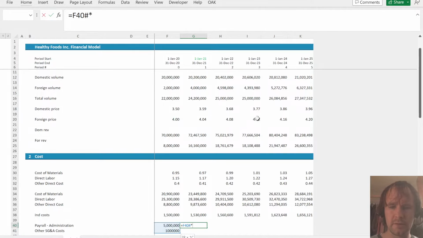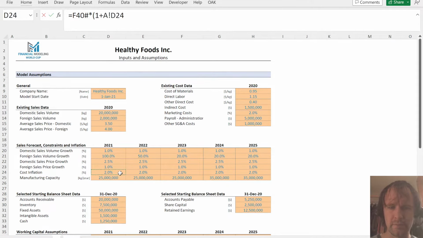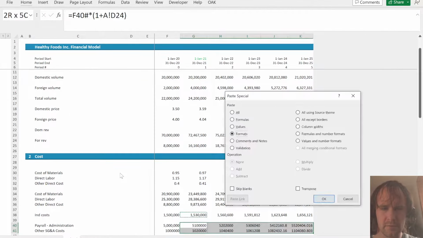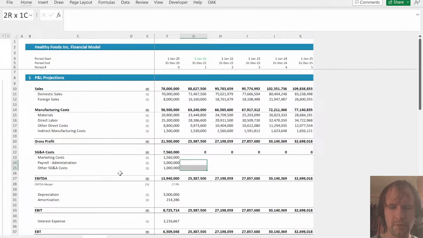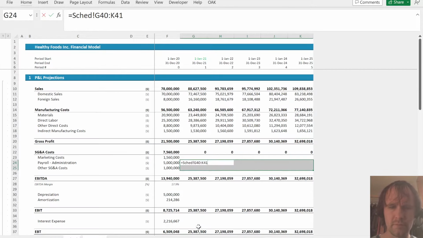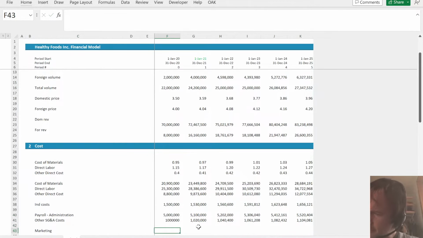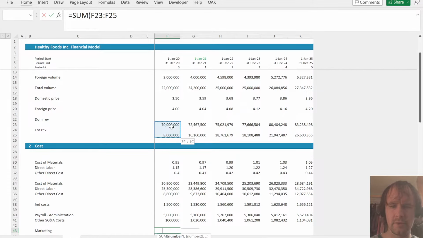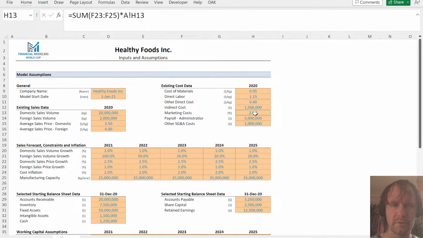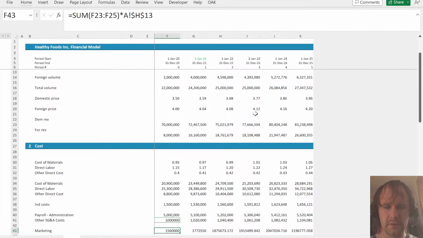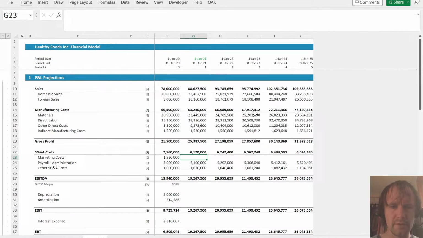This times 1 plus this. Okay, payroll and other SG&A. Okay, then marketing costs. I think it's just a fixed percent of sales revenues. Okay, so it's revenues. Total revenues times 2% for marketing costs. Lock that in. Carry it across. Never mind. I spend too much time formatting when I'm in a hurry. Okay, so now we've got costs done.